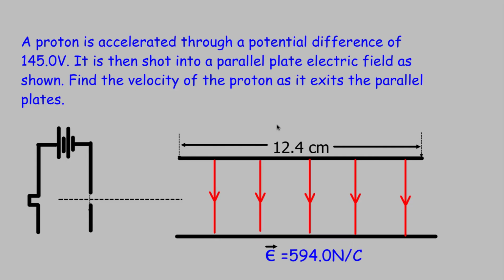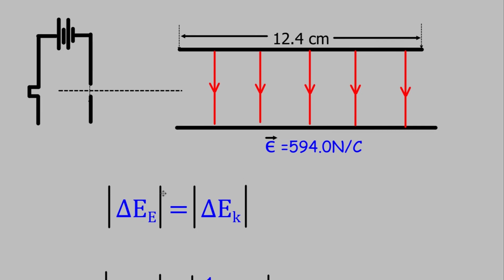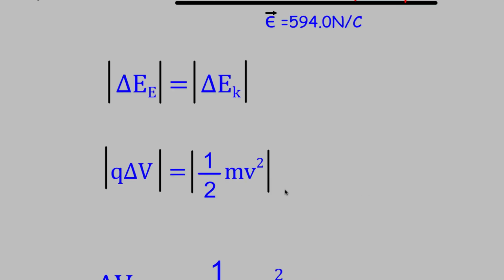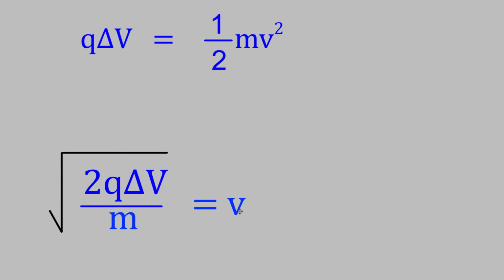So let's continue with our example. This is the accelerating potential right here. It's going to be 145 volts. So we're going to be looking at the change in electric potential energy is equal to the change in kinetic energy. We've already gone through this in a previous video. So qΔV, where q is the charge on the proton, times the voltage, equals 1/2 mv squared. When we rearrange, we get the speed is equal to the square root of 2 times q, which is the charge on the proton, times the accelerating voltage, divided by the mass of the proton.